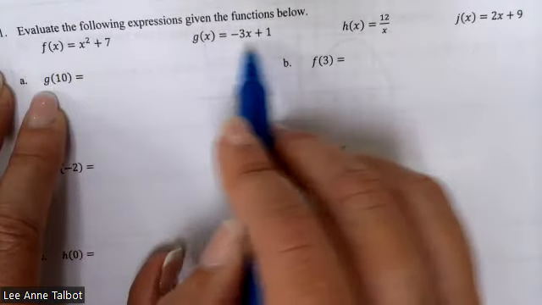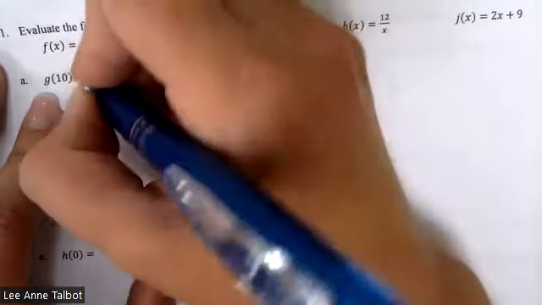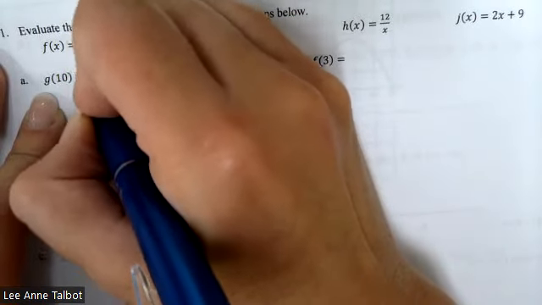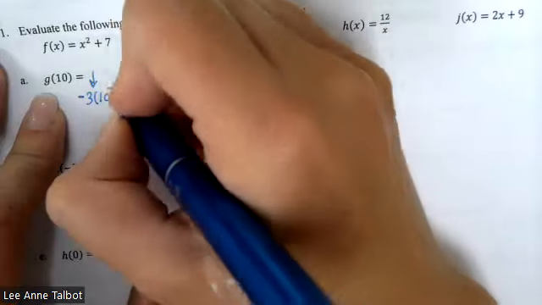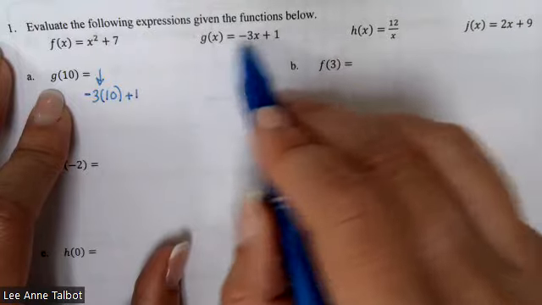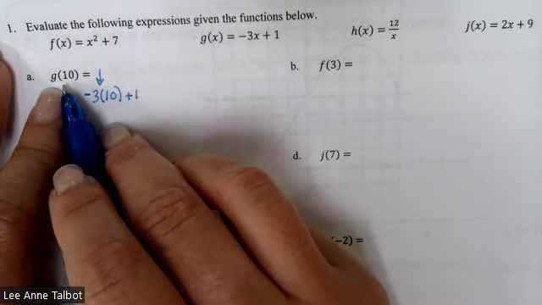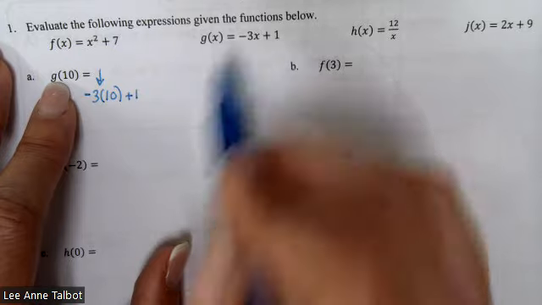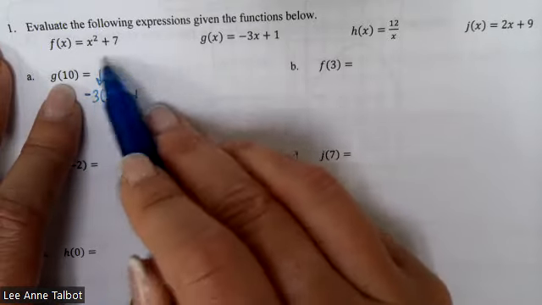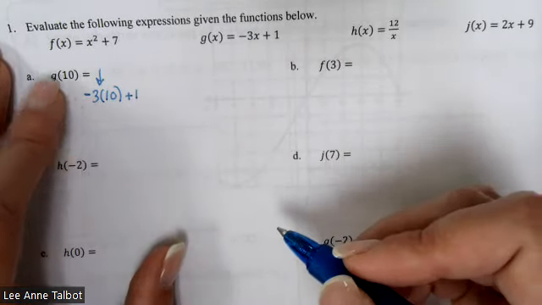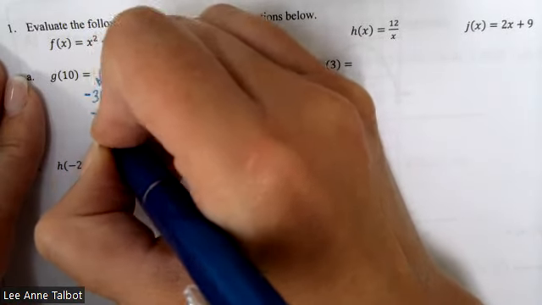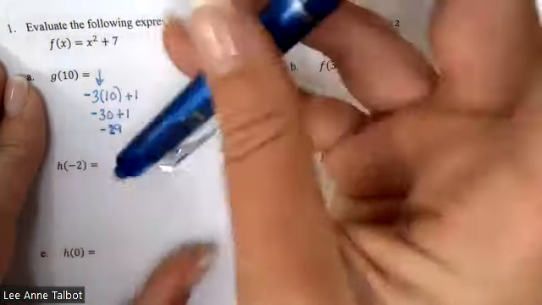So I find Gerald here. This is G. And I'm going to say, okay, just picture the little machine. -3 times 10 plus 1. What I did was I took G of X and I took the input of 10 and dropped that in where X is. So I took G of X and dropped the 10 where X is. -30 plus 1 is -29.